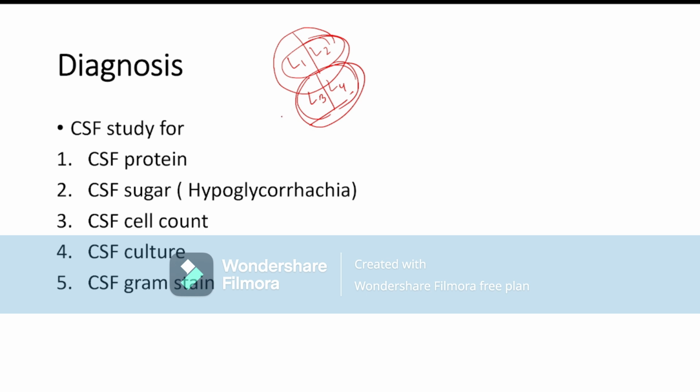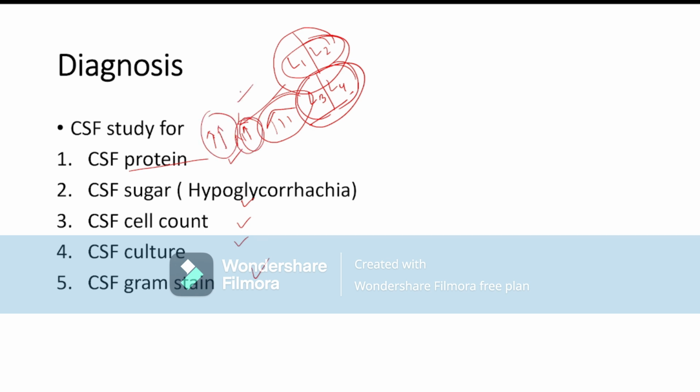And after taking the CSF, we have to see the pressure and we have to see the color. And we send the CSF for protein, sugar, counts, culture, and gram staining. In case of meningitis, the protein is high. In bacterial and in viral, the protein may be high to some extent. But in tuberculosis, the protein is much higher. In viral, the protein may be normal or higher to some extent, but in bacterial the protein is also higher.